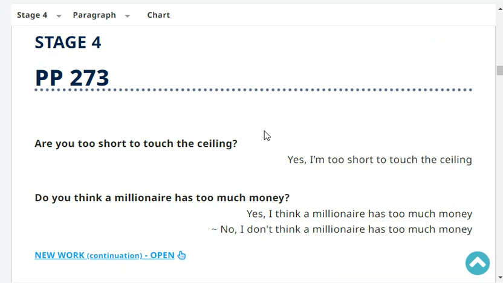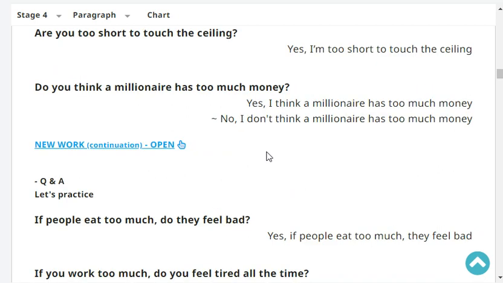Are you too short to touch the ceiling? Yes, I'm too short to touch the ceiling. Do you think a millionaire has too much money? Yes or no? Yes, I think a millionaire has too much money. Very good.